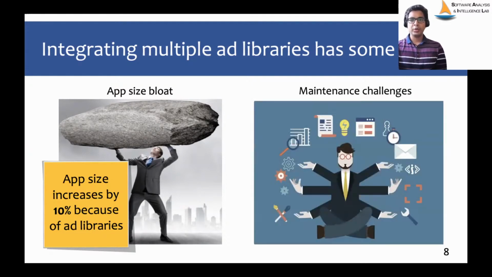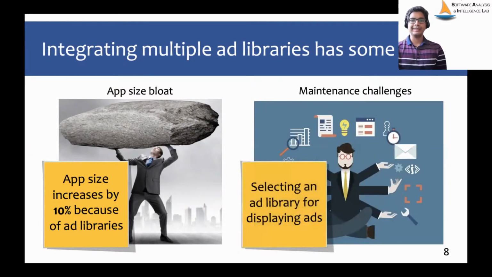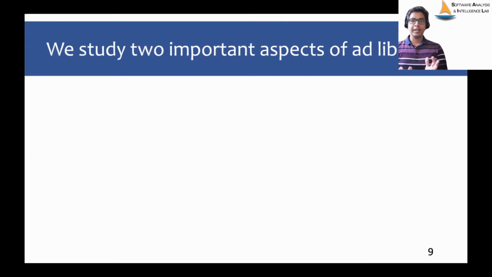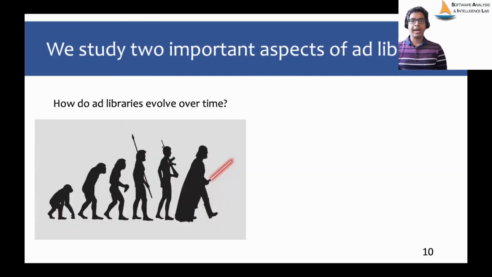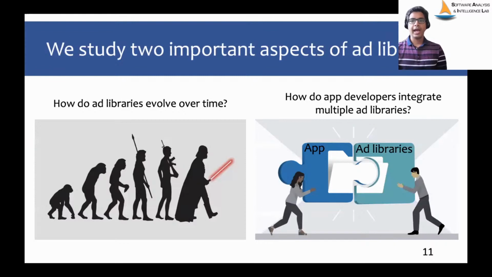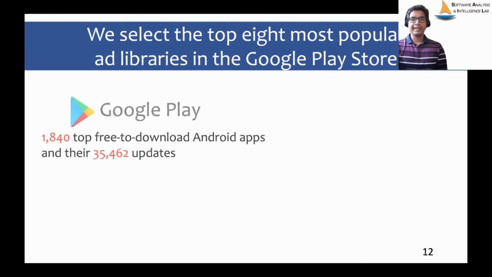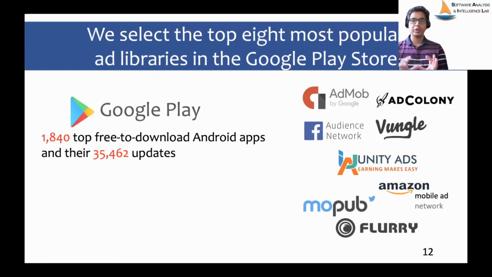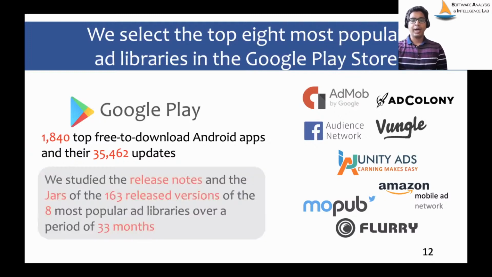Another issue is the maintenance challenges, for example, selecting an ad library for displaying advertisements. Therefore, in this study, we focus on two important aspects of ad libraries. We study how ad libraries are evolving over time and how app developers integrate multiple ad libraries. For our study, we select apps from Google Play Store and we identify 8 most popular ad libraries. We downloaded all the release notes and the jars, and we studied them. These jars covered almost 33 months.